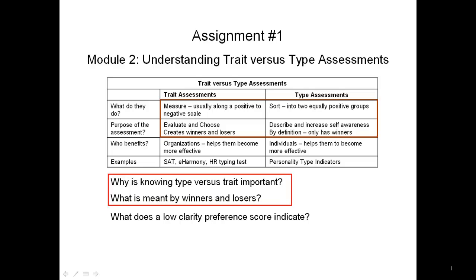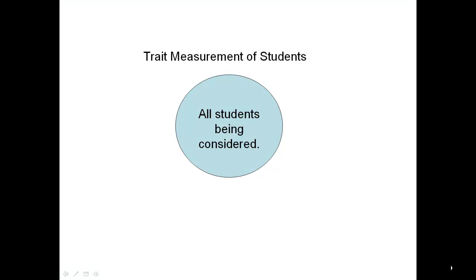Almost everything you see on TV that relates to any sort of research will be a trait approach. Failure rates in schools, mortgage rates, and divorce rates are all trait measurements. These are almost always characterized by something less at one end of the scale and something more at the other end of the scale. Let's take a look at a group of students.